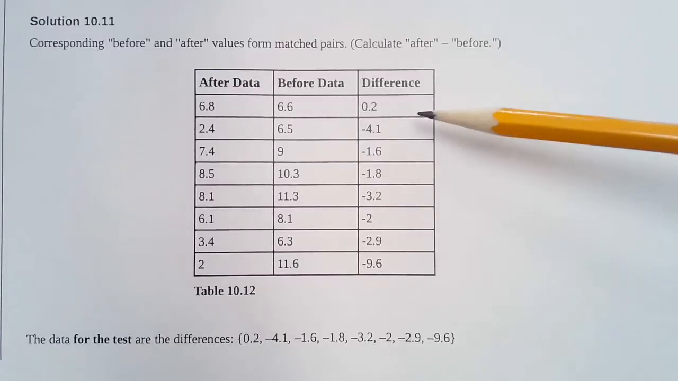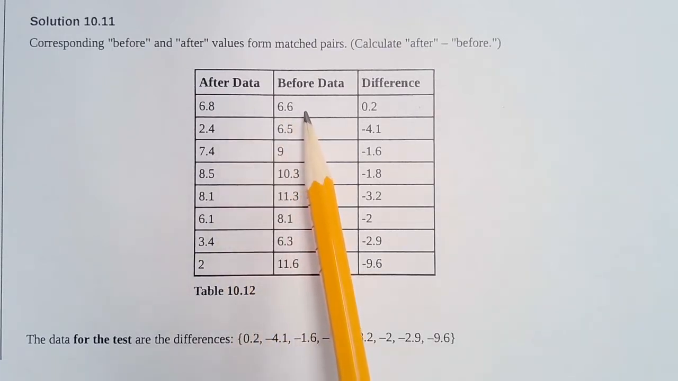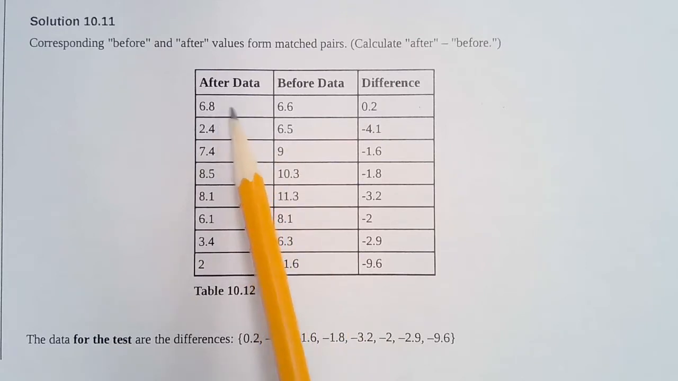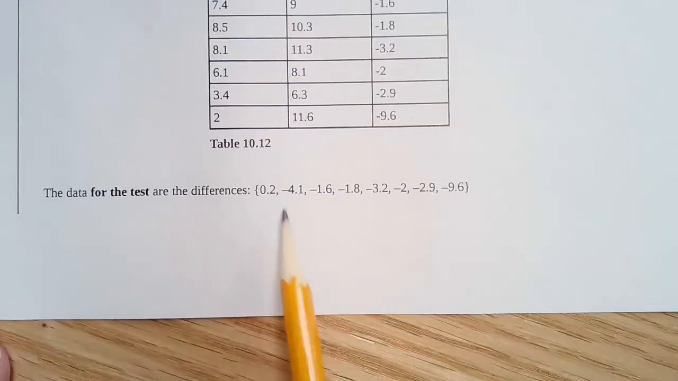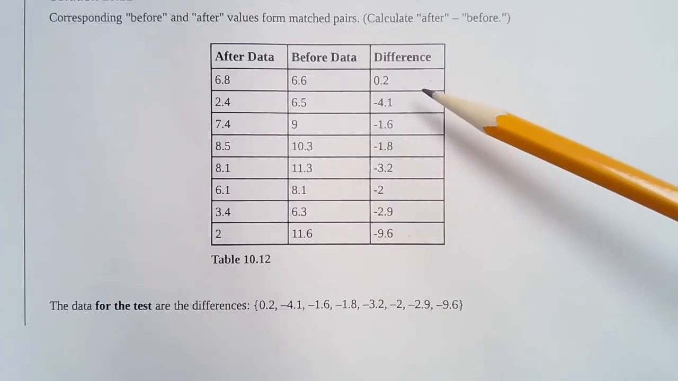Now to do this, we're going to use the difference. So we're going to take the after data and subtract it from the before data. So after minus the before. So 6.8 minus the 6.6 gives us the difference of 0.2. And we're going to use those differences to do our calculation. So we use the differences for this calculation.